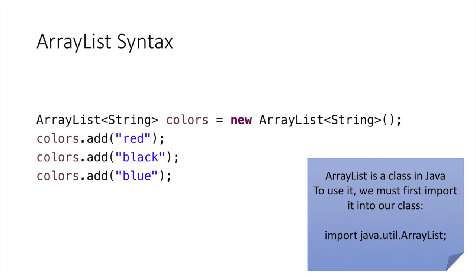Again, note that ArrayList is a class in Java, and so in order to use these things, we have to import that class into our file. The good thing is, if we've used Scanner or Random before, it's in the same package. So we're going to import java.util, just like we're used to, and then .ArrayList in order to use these features.